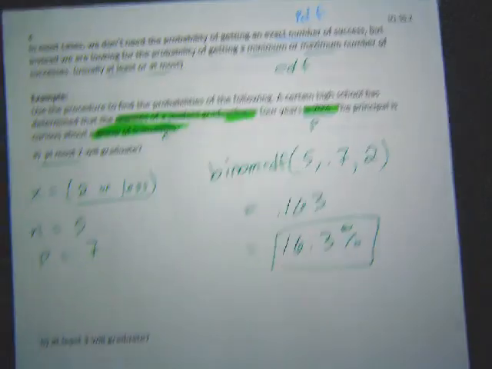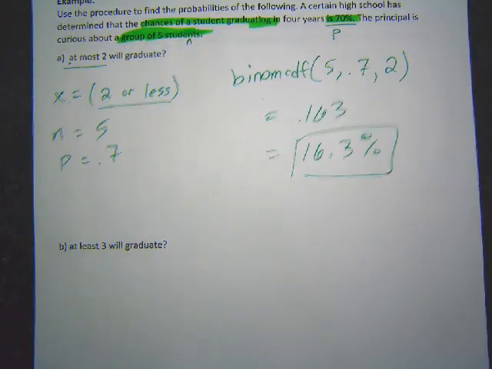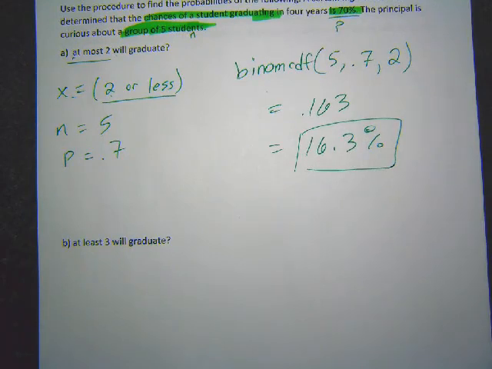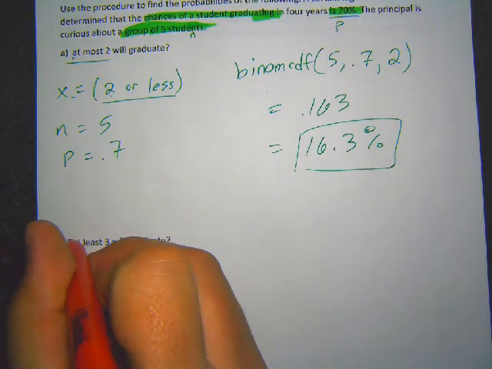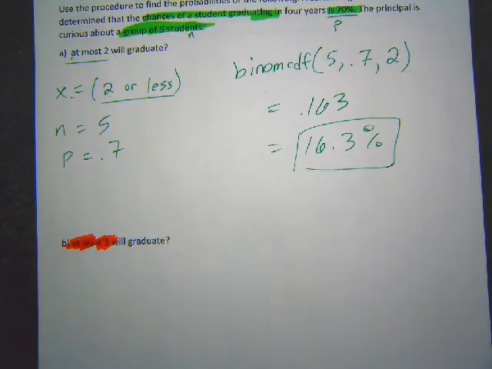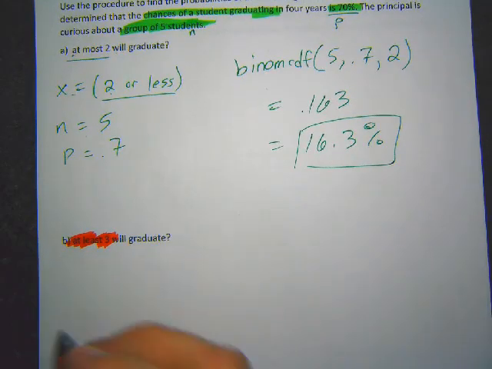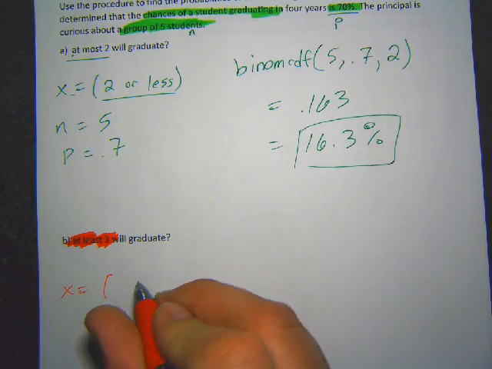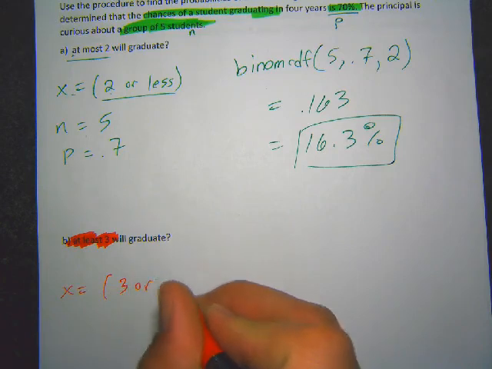Okay, let's try one more. This time, instead of doing at most, we're going to do at least. That's the big difference here, at least. Now, when you think about at least, that means that we want 3 or more.